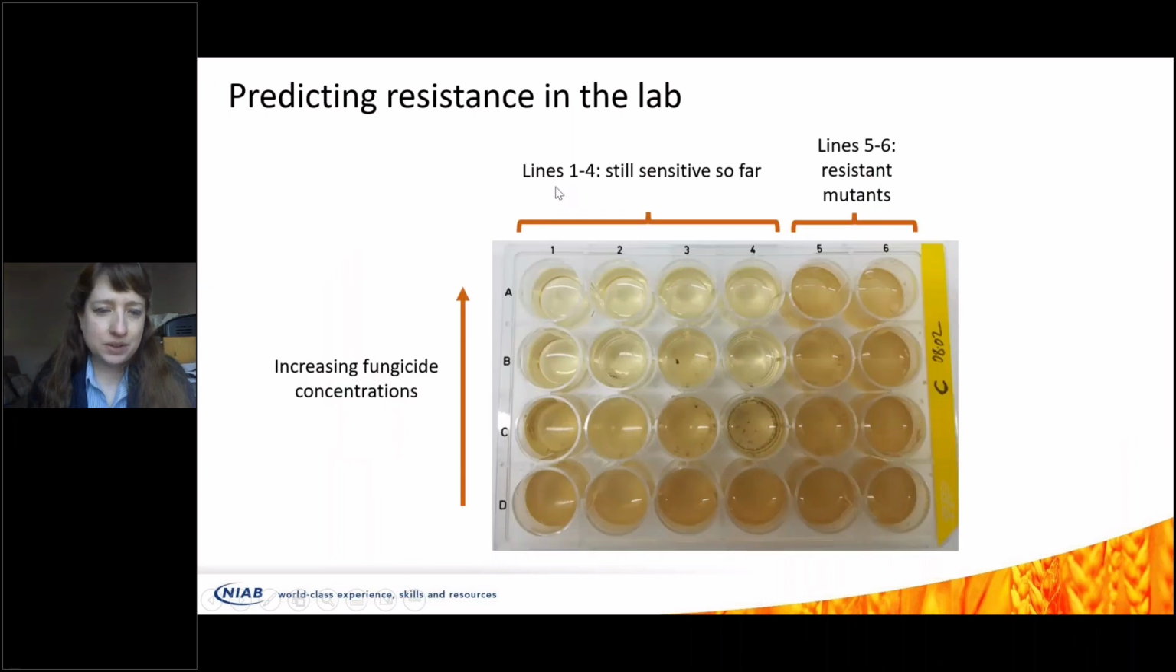So a plate might look something like this. From the bottom row to the top row, we have increasing doses of the fungicide, and the 6 columns have different lines. You can see here lines 1 to 4 are still sensitive so far, only growing up to row C, but in the last 2 columns, they're growing all the way, so these are some resistant mutants. And in this case, these mutants are resistant to carbendazim.